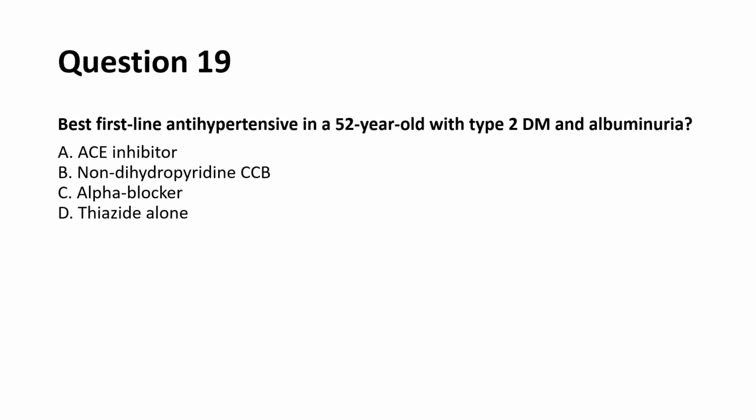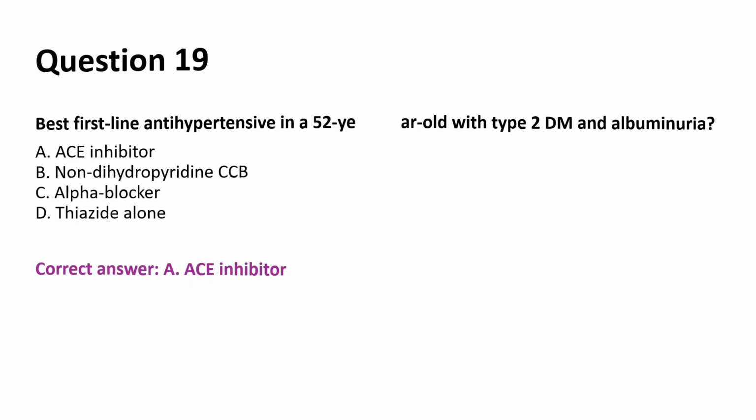Which is the best first-line antihypertensive in a 52-year-old with type 2 diabetes mellitus and albuminuria? Angiotensin converting enzyme inhibitor, non-dihydropyridine calcium channel blockers, alpha blocker, thiazide alone. The correct answer is angiotensin converting enzyme inhibitor.